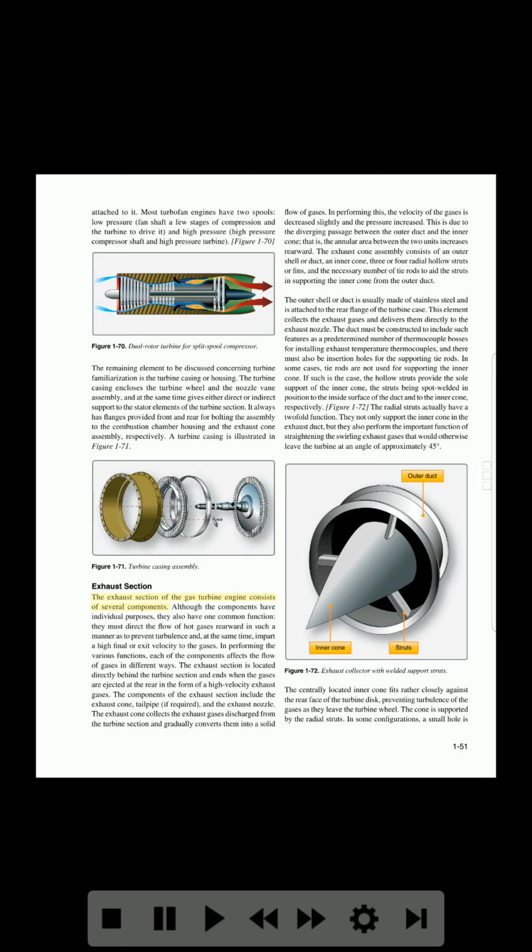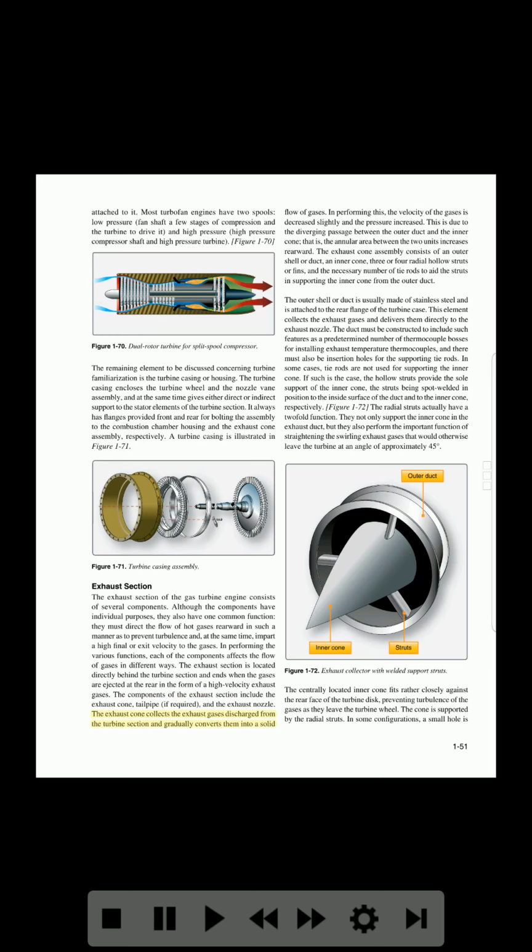Exhaust section. The exhaust section of the gas turbine engine consists of several components. Although the components have individual purposes, they also have one common function. They must direct the flow of hot gases rearward in such a manner as to prevent turbulence and, at the same time, impart a high final or exit velocity to the gases. In performing the various functions, each of the components affects the flow of gases in different ways. The exhaust section is located directly behind the turbine section and ends when the gases are ejected at the rear in the form of high-velocity exhaust gases. The components of the exhaust section include the exhaust cone, tailpipe, if required, and the exhaust nozzle.